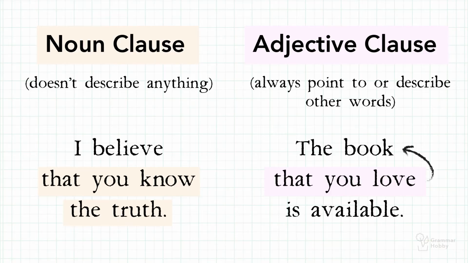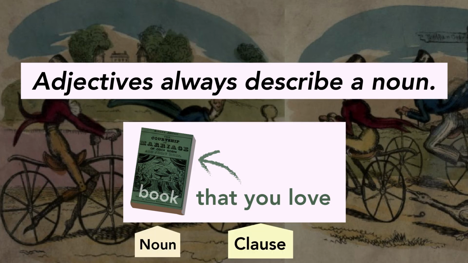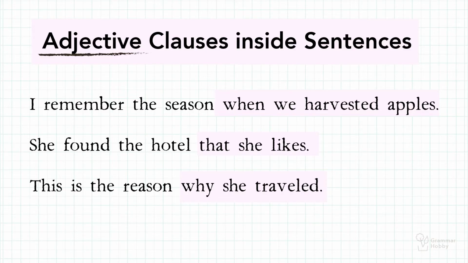We've been learning the word adjective a couple of times and also practicing how its role never changes. Adjectives always describe a noun. In this case, as an adjective clause, it will be just a clause that points to a noun. Here are more examples. I remember the season when we harvested apples.